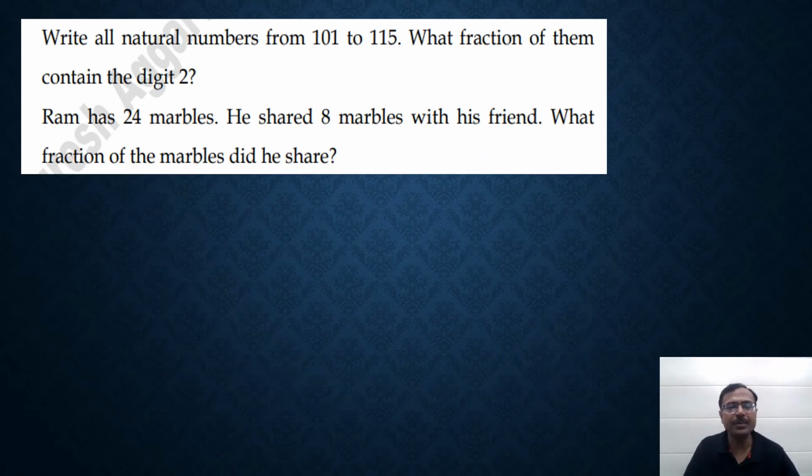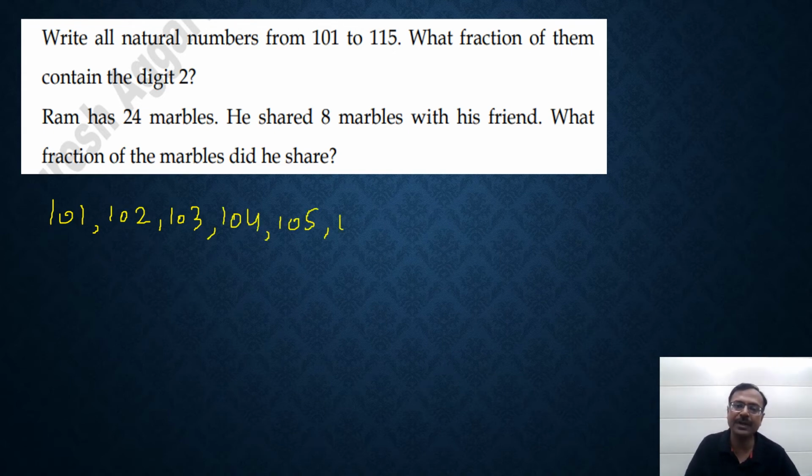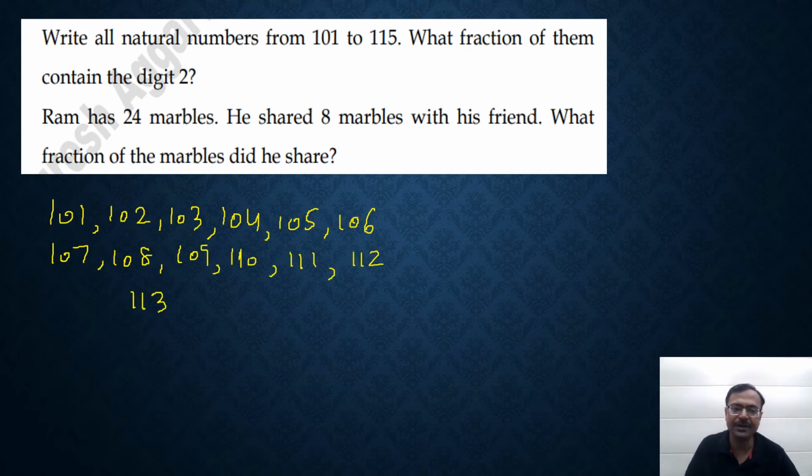Write all natural numbers from 101 to 115. From 101 to 115. So 101, 102, 103. And we need to keep on writing up to 115. So I'll write it for you here. Just watch. 107, 108, 109, 110, 111, 112, 113, 114, and 115.